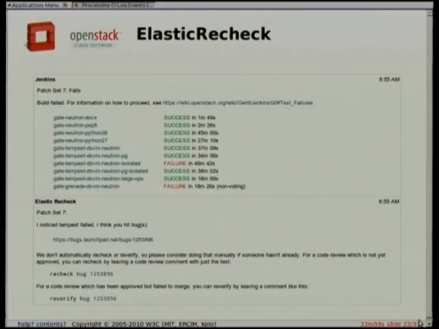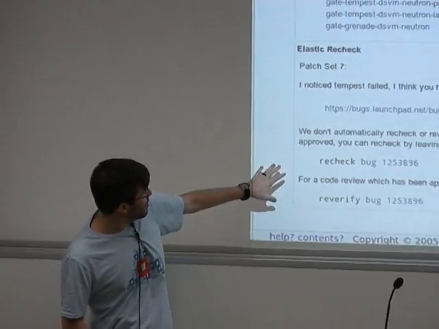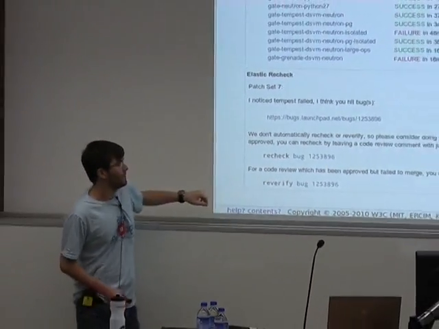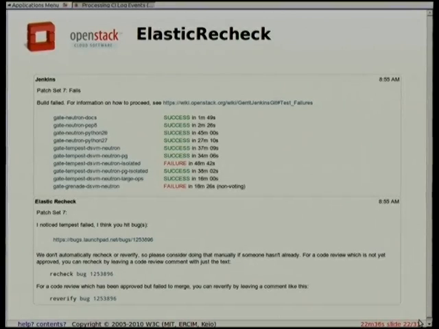Elastic Recheck will also comment in the code review system when it's found the reason for a failure. So no longer do you need to actually go do anything. If you're a little bit patient, wait 5 minutes after the failure happens, there's a good chance that Elastic Recheck will come back to you and say, hey, I noticed the Tempest failed. I think you hit bugs, blah, blah, blah. And you can recheck with that bug number if you want, which is really handy now. As a developer, you can spend a lot less time digging through logs, and you can rely on this great tool.